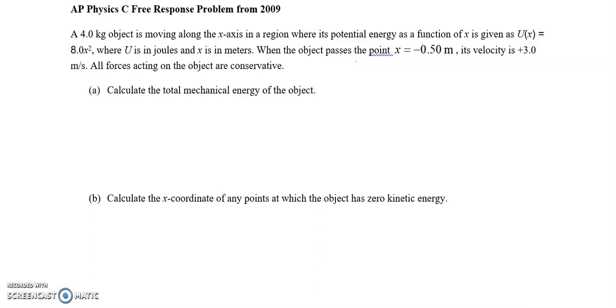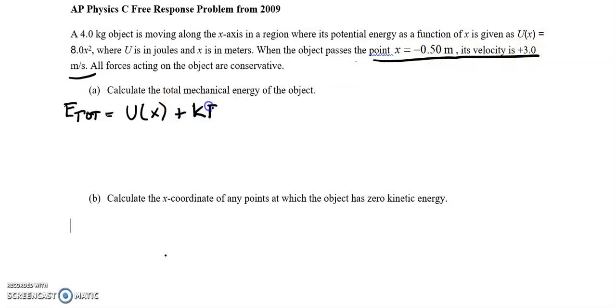Cool. So for A, we want to find total mechanical energy. So that's just the word to sum all the total energy of the object. So let's see. So E total, I'm going to write that as... let's see, what type of energy does it have? Well, clearly it has potential energy because it tells us it has potential energy. And then, if we look at one point, we know something about its position and velocity. So if it has a velocity, it has kinetic energy.